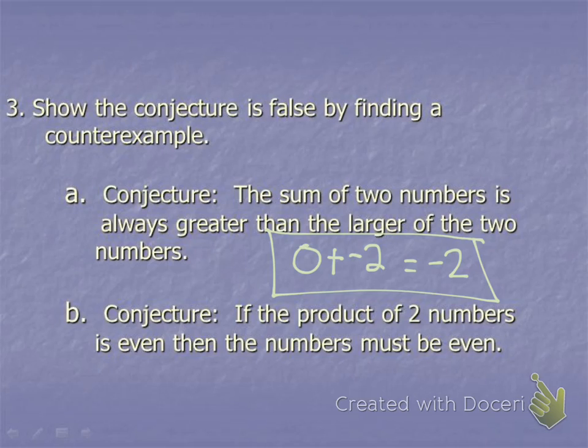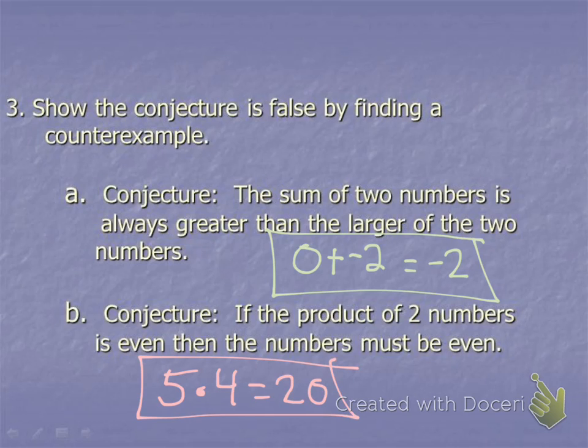Part B, the product of two numbers is even. If the product of two numbers is even, then the numbers must be even. What's the opposite of an even number? Odd number. Somebody give me an odd number. 5. So I'm going to use 5 in my counterexample. Can you think of a number that you multiply by 5 and you get an even number as your answer? 4. 5 times 4 is 20. That's a counterexample. I just proved that I can get an even number using multiplication and an odd number. Done.